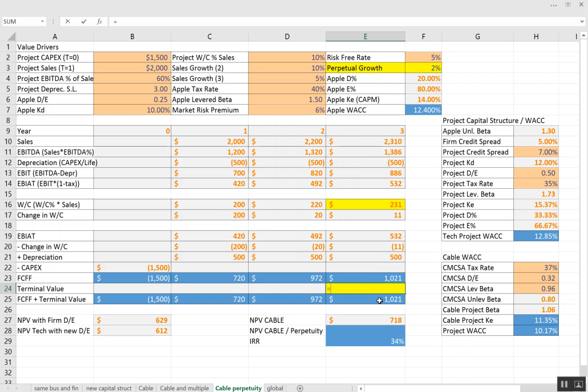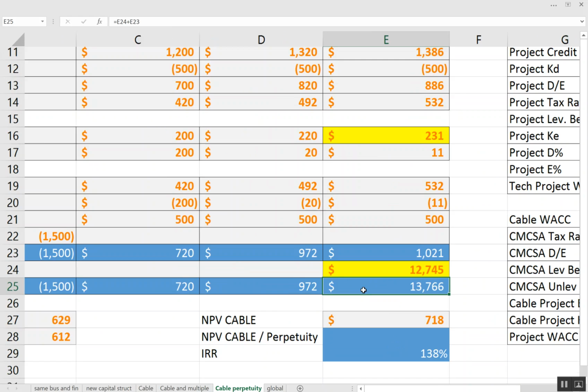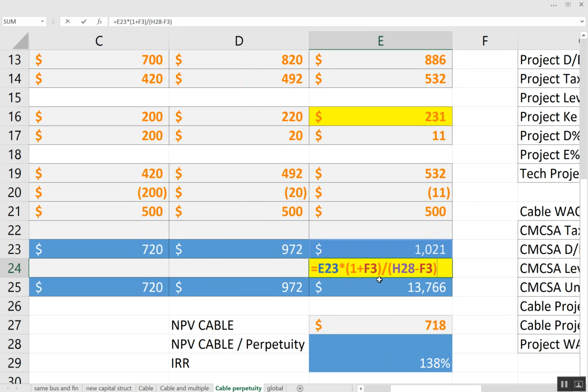I'm going to say this right here is my year 3 cash flow. I'm going to take the year 3 cash flow, and I'm going to increase it by 1 plus the growth rate forever. That is now the cash flow in year 4. I'll then divide that by my WACC minus my perpetual growth rate. So the numerator in this equation right here is the value of the cash flow in year 4.